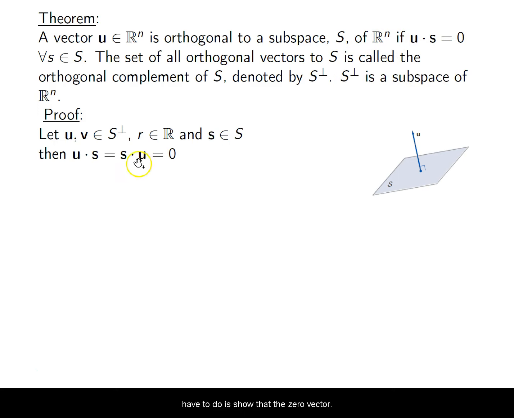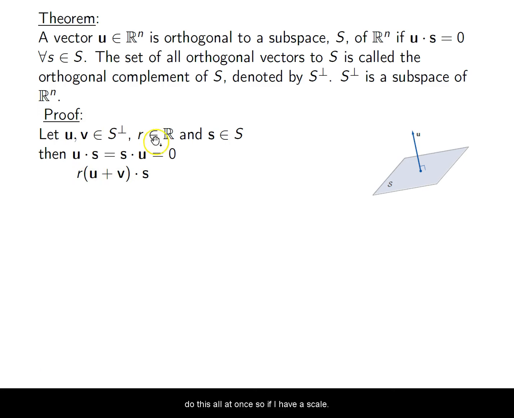So the first thing I have to do is show that the 0 vector is in that orthogonal complement, and that's obvious because that's by definition, right? So let's talk about closure of addition and scalar multiplication. Remember, we can do this all at once.